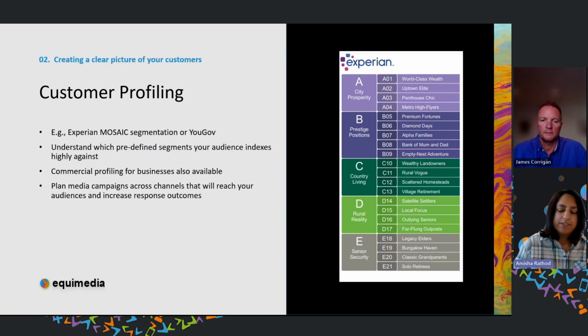Some of the key insights that you'll gain from profiling include the highest indexing advert response channel, so you can factor that into your media campaigns as well as the messaging.